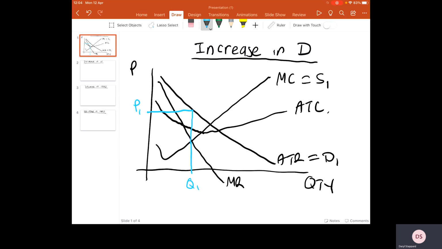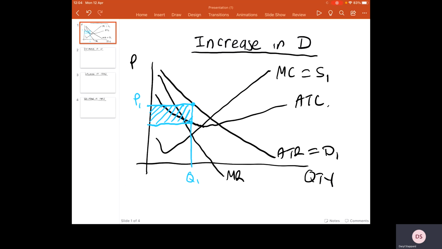Okay, so look, we've got them. We know that that rectangle there is the revenue, and the gap between ATR and ATC can be used to show the area of supernormal profits. Right, this is where it gets a little bit messy.